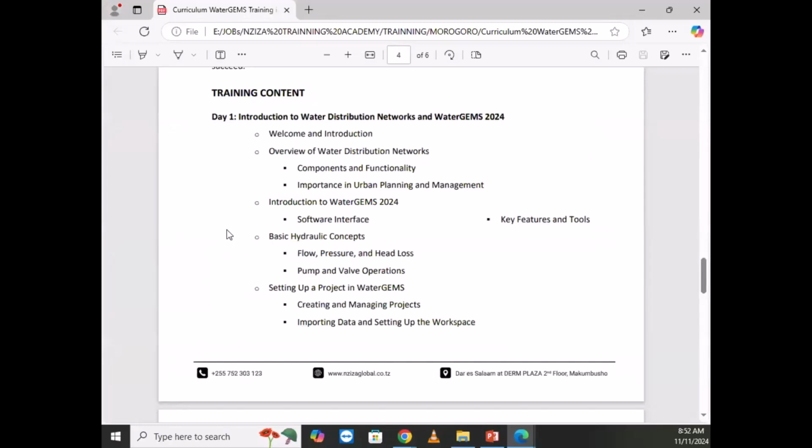In this part, we will see the components and functionality of a water distribution network, its importance in urban planning and management, and after that we will look at an introduction to WaterGEMS. What is WaterGEMS? How will WaterGEMS help us? In this part, we will see the software interface and the key features and tools of the software. And after, we will look together at the basic hydraulic concepts.